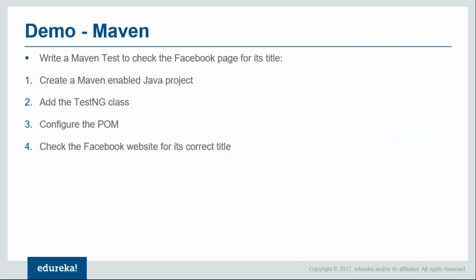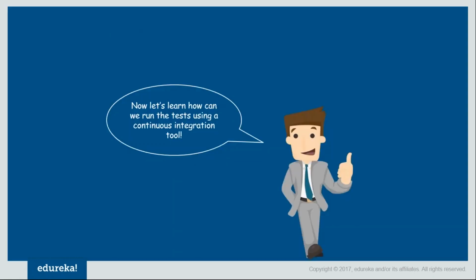Now you guys can try this. You can go ahead and create a Maven enabled Java project, add the TestNG classes, configure the pom.xml file, and check the Facebook website for its correct title. All you have to do is just use Facebook's get title, and then you can start executing.